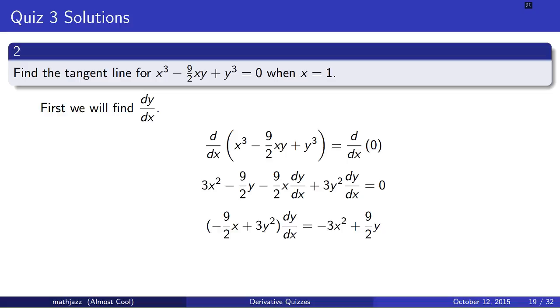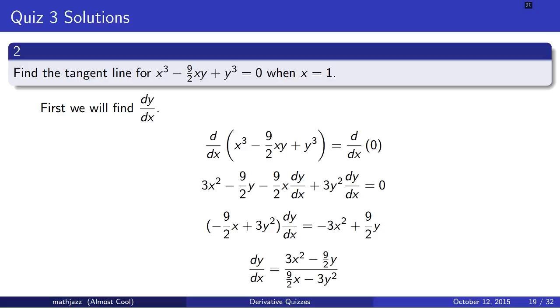We combine all of the dy/dx terms on the left side of the equation, and all of the terms that do not have dy/dx in them go to the right-hand side. So we get negative 9/2 x plus 3y² times dy/dx, since we factored out the dy/dx, equals negative 3x² plus 9/2 y.